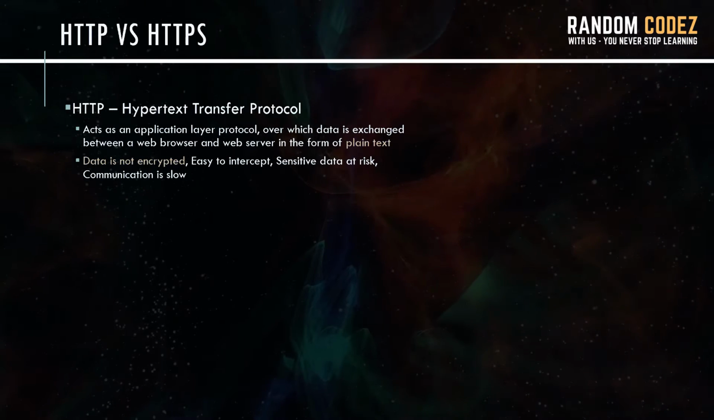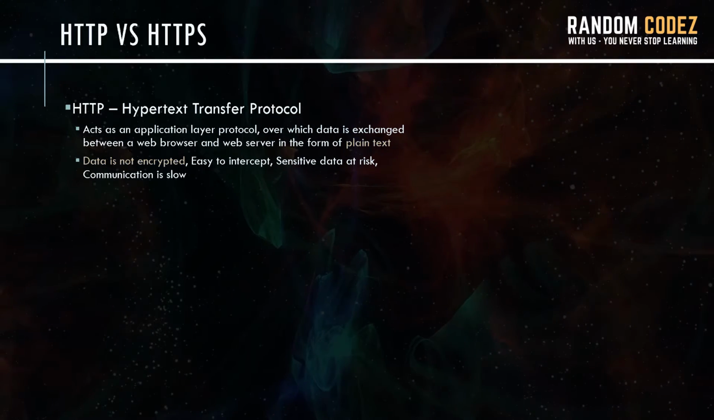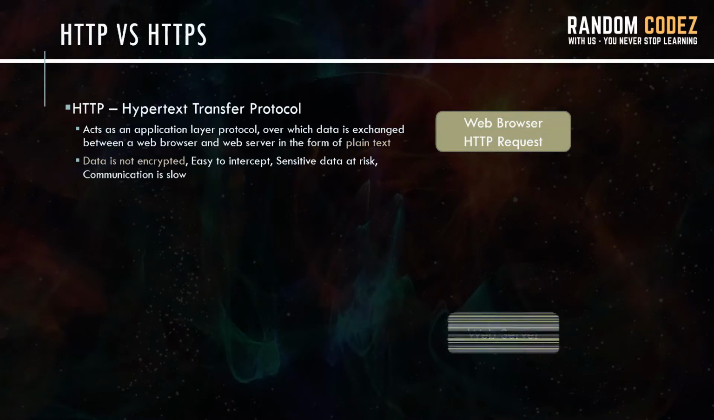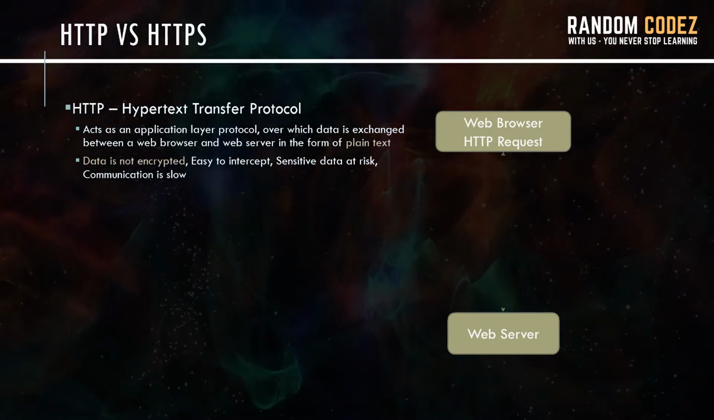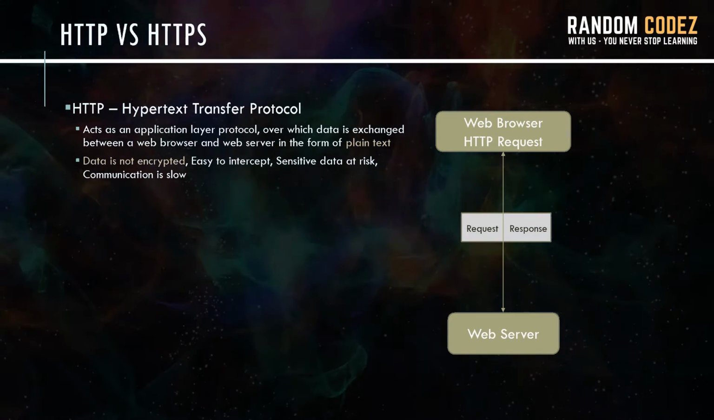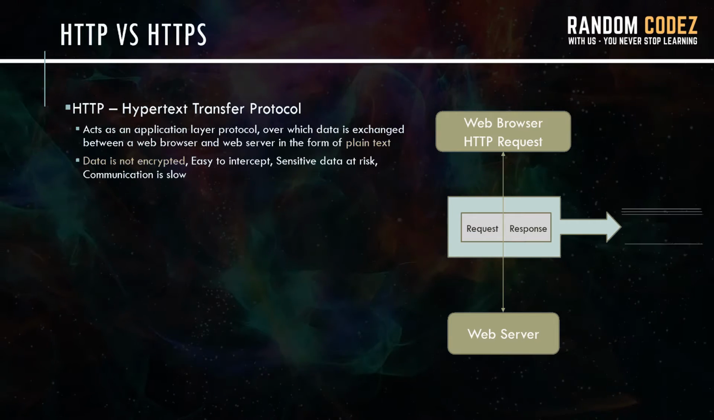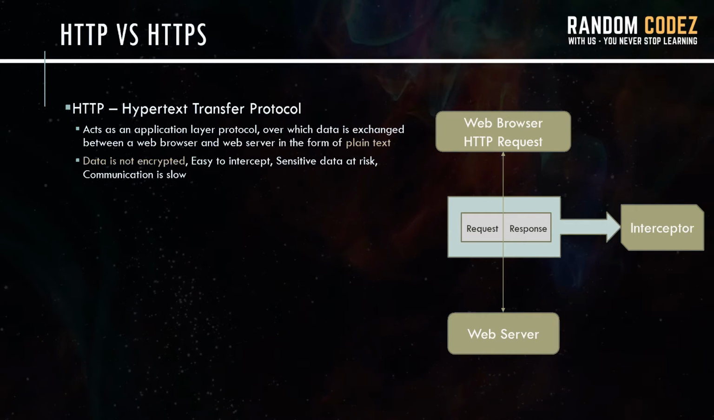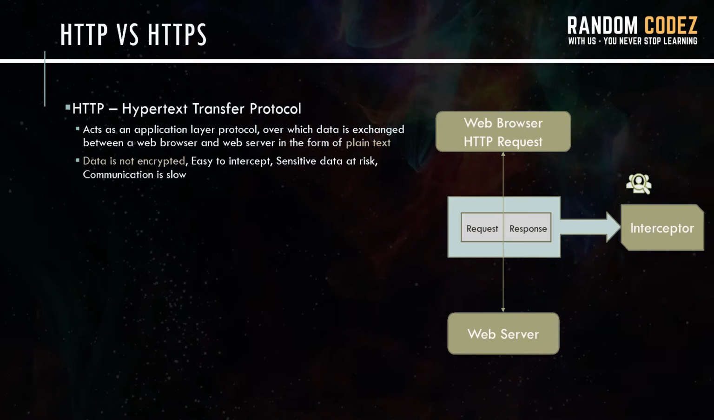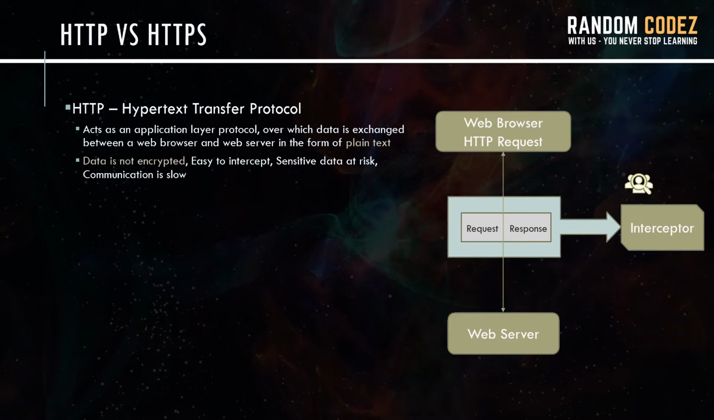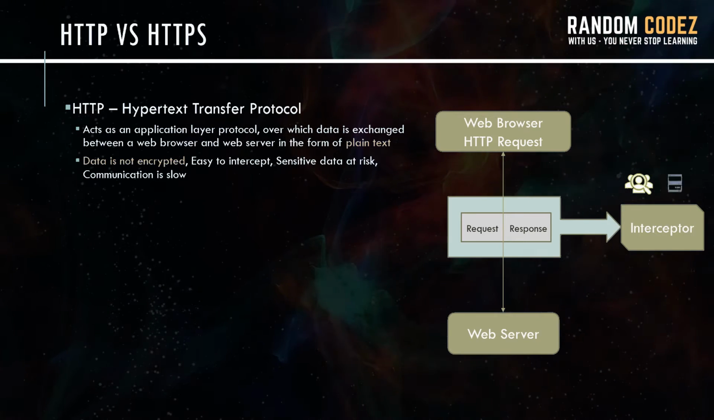HTTP acts as an application layer protocol over which the data is exchanged between a web browser and a web server in the form of plain text. As the data is not encrypted, it becomes easy for others to intercept the communication. If someone intercepts the communication, they get access to all that is exchanged, which may even include sensitive data like name, address, phone, email, credit card information, etc.